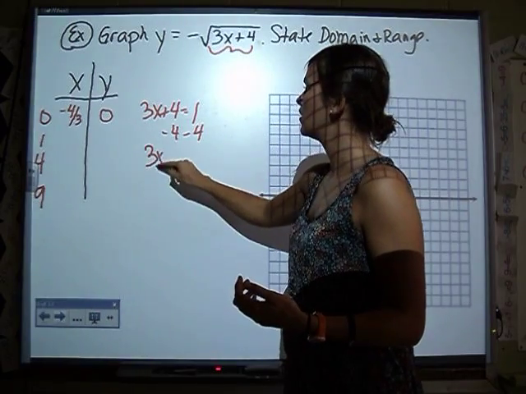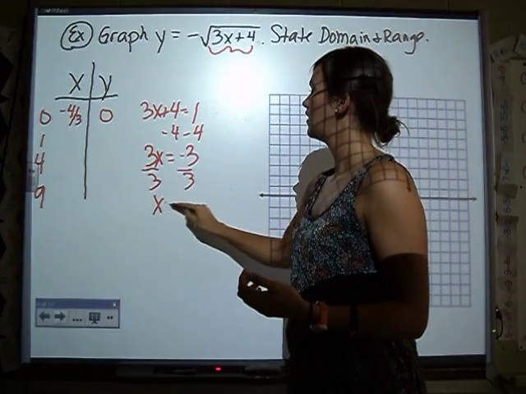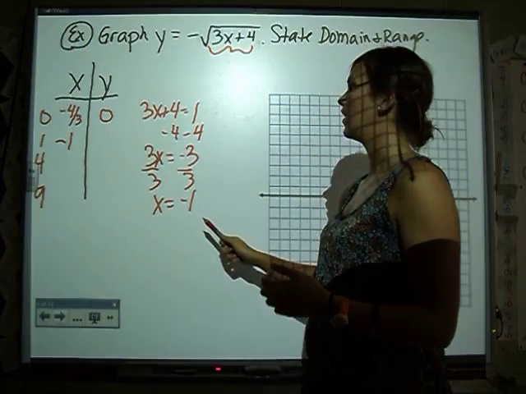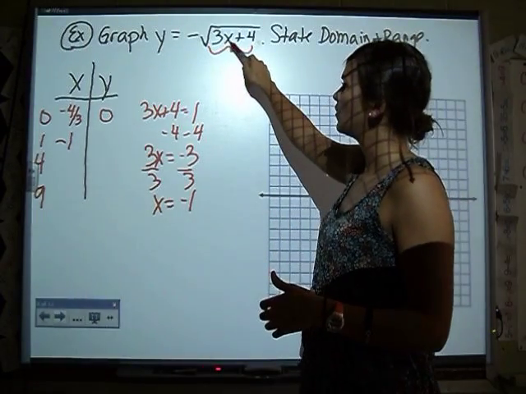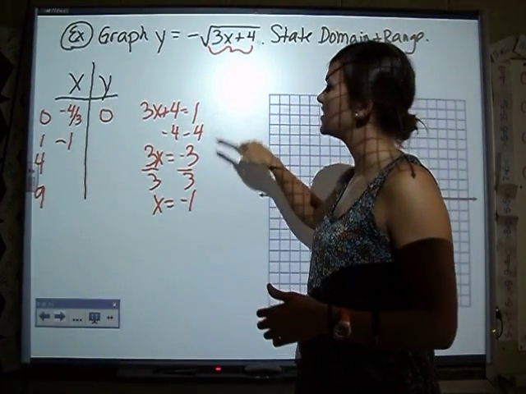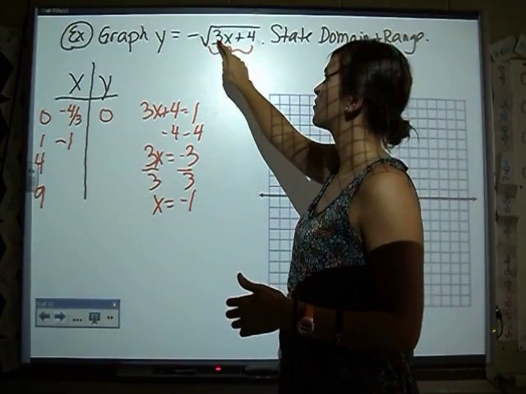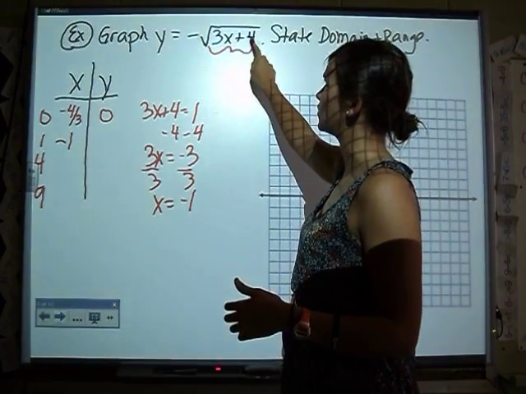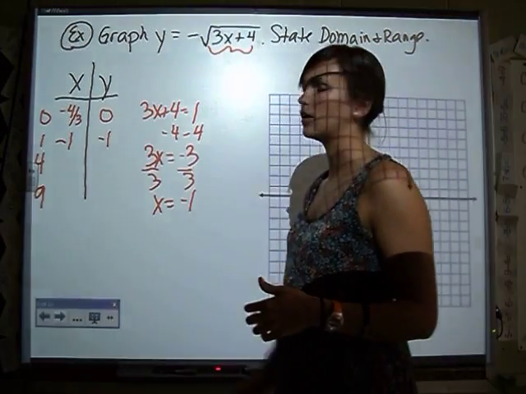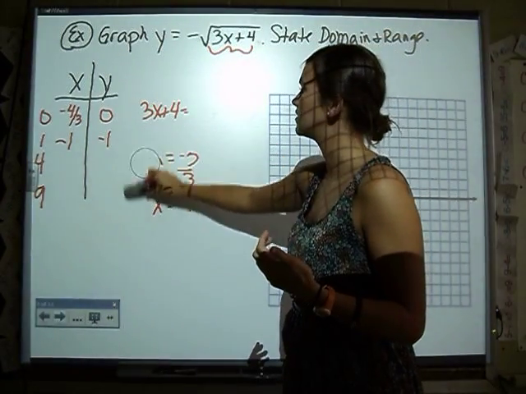Minus 4, 3x equals negative 3, x equals negative 1. So again, that is my x value. We have designed this so that when we plug in our x value, 3 times negative 1 is negative 3, plus 4. We've designed this problem so that our square root now equals 1. Square root of 1 is 1, times the negative 1. We're designing this problem so that we can do easy calculations.